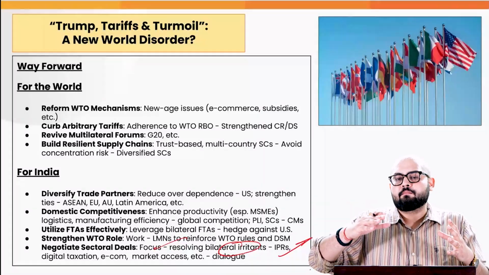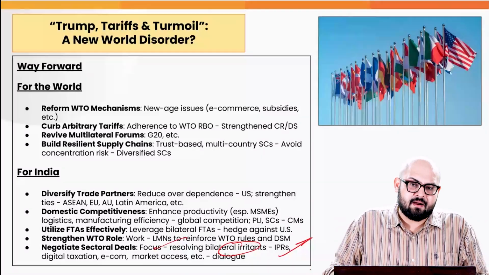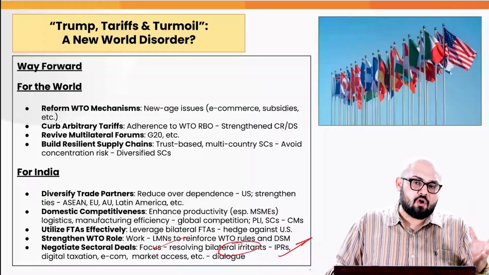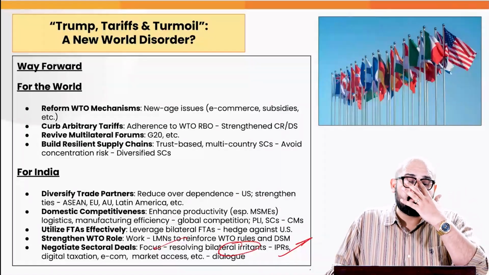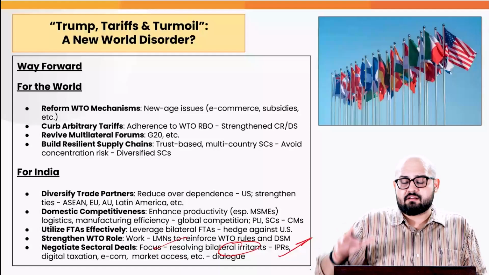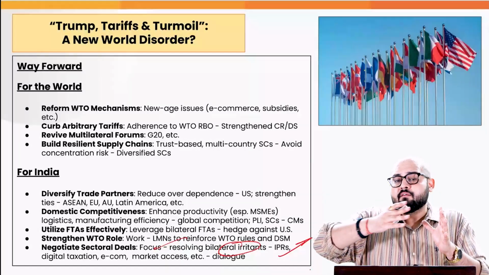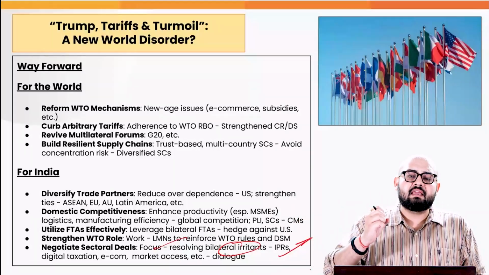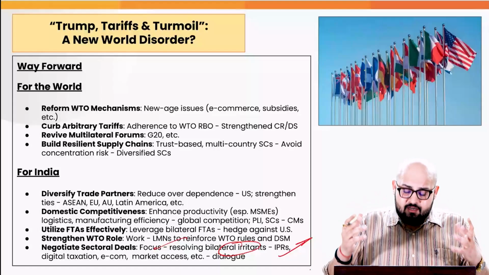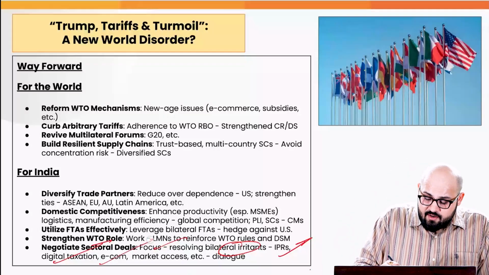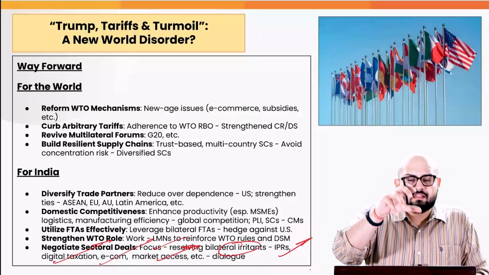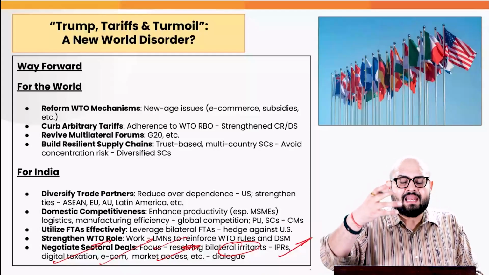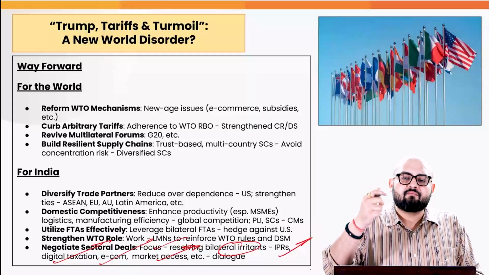And again, see, we cannot always say that. We already said this for the RCEP, the Regional Comprehensive Economic Partnership, that we are not domestically strong. Our domestic manufacturing would suffer, and that's the reason we cannot join RCEP. But we cannot take this reason for too long. We have to basically make our domestic manufacturing quite competitive. Digital taxation or e-commerce or market access, these sectors need to be focused upon in the bilateral negotiations, and we need to come up with proper solutions.